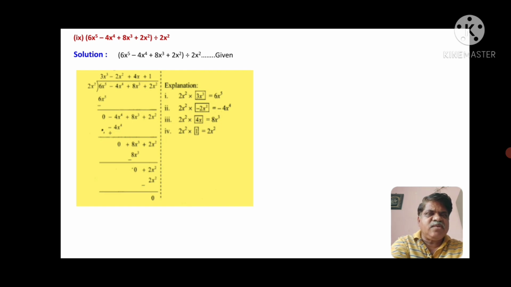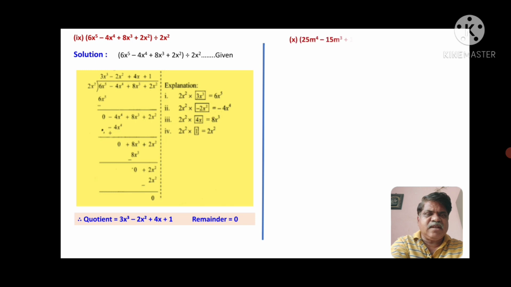So 8x cube is written below, and what is left after the subtraction is 2x square. 2x square is multiplied by what to get 2x square as a product? So 1 is the answer, written in the box, and that 1 will become the fourth term of the quotient. So 2x square minus 2x square, the remainder is 0. So friends, here you will get that the quotient is equal to 3x cube minus 2x square plus 4x plus 1, and the remainder is 0.